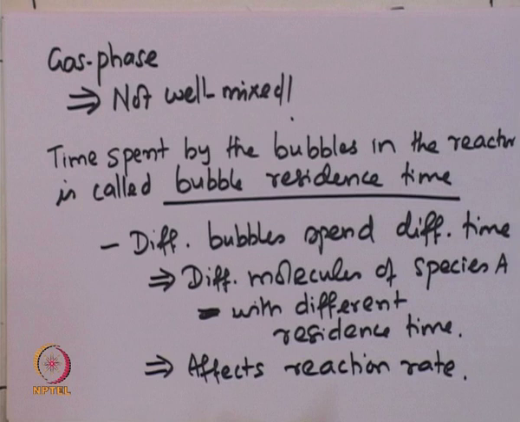It is important to note that RTD affects the conversion, but does not affect the intrinsic reaction kinetics. Why is that? Because the reaction rate is a function of the available surface area, and the available surface area depends upon the amount of time that is actually spent by the bubbles inside the reactor. So, if different molecules of species A have different residence times, that is going to clearly affect the extent of the reaction. It is going to affect the reaction rate, and therefore, it is important to consider this aspect of different bubbles having different residence times in the model analysis.